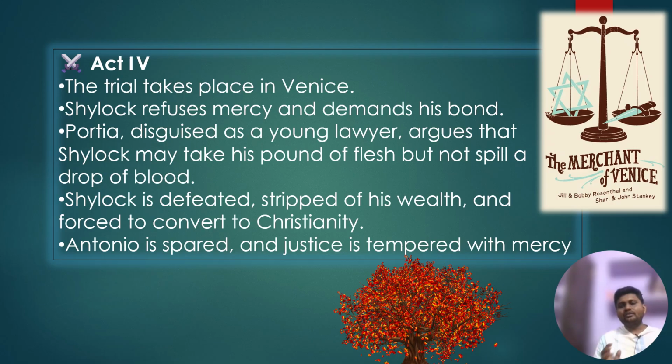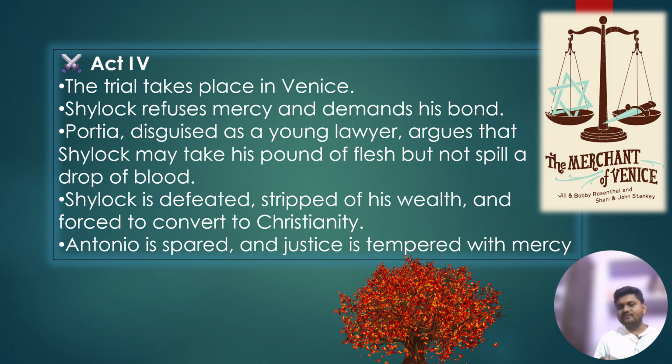Act 4 of the play starts with a trial between Antonio and Shylock. The Duke of Venice acts as a judge in this trial. Shylock refuses mercy to Antonio and demands a pound of flesh because Antonio was unable to pay his money back.